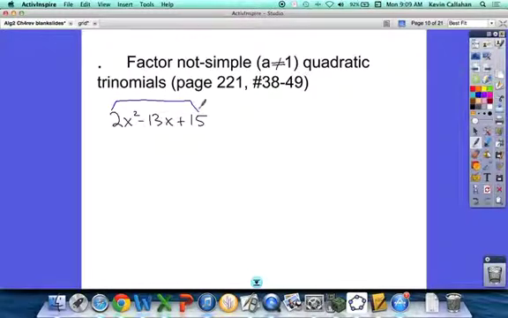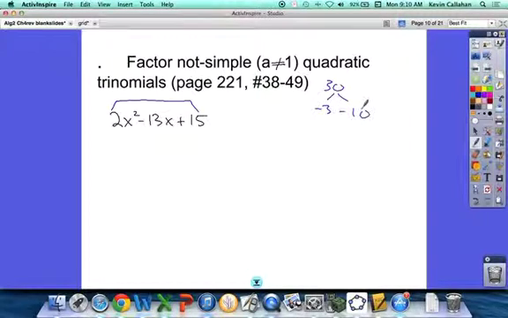Two times 15 is 30. What are the factors of 30 that add up to negative 13? Are they both positive or both negative? They're both negative. Okay, so what are factors of 30 that add up to 13? Say again, Deshaun? Negative 3, negative 10. Right, negative 3, negative 10.